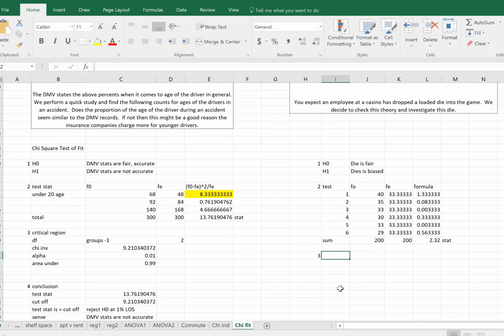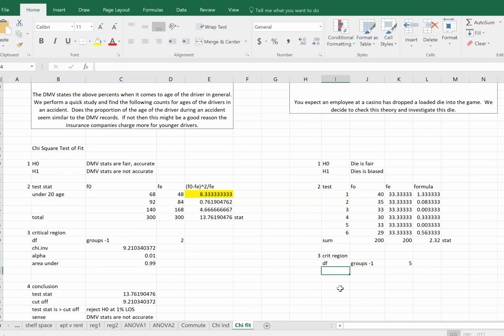So step 3, the critical region. Well, the good news, critical region does involve the degrees of freedom. So in this case, we had 6 groups, 6 sides of the dice. So it would be 6 minus 1 would be the answer. Oh, I made this mistake again. It would be 6 minus 1, which means we have a degrees of freedom of 5. Again, it's groups minus 1 is your degrees of freedom.